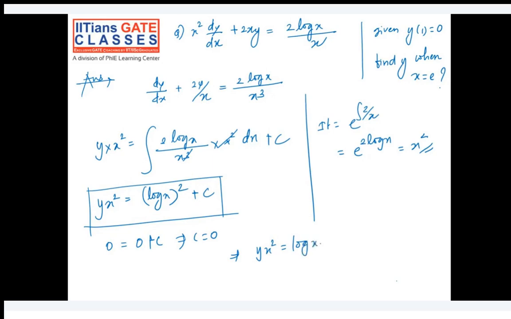What they are asking is to find y when x is equal to e. y into e square is equal to log e square. Log e is 1, because it's a log to the base e, ln of e in short. So this implies y e square equals 1, which implies y is equal to 1 upon e square.